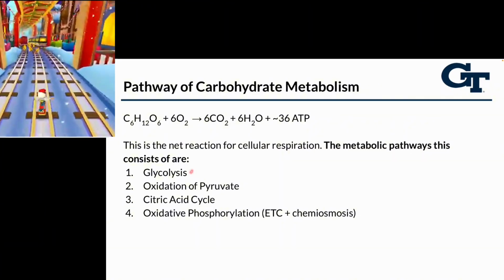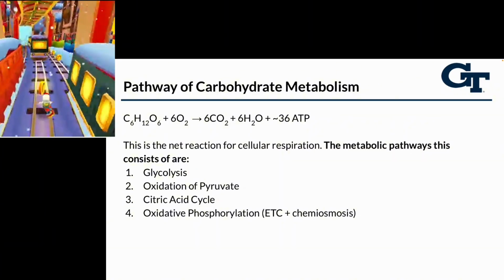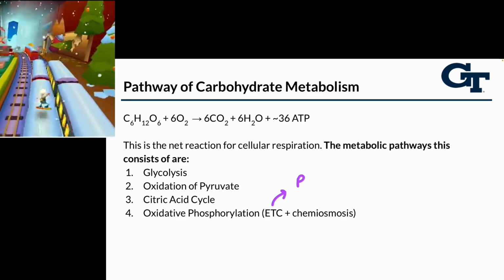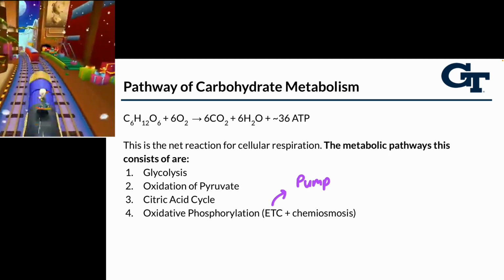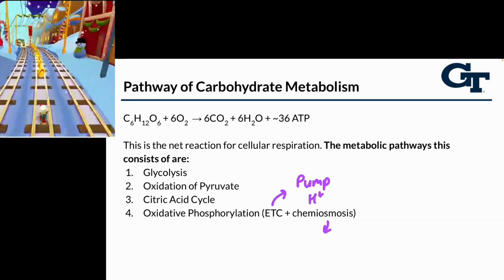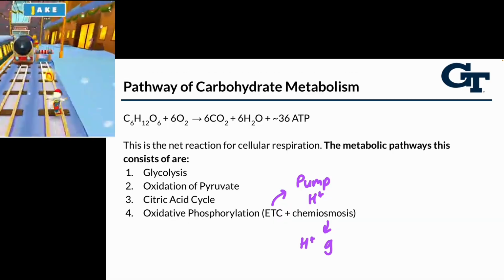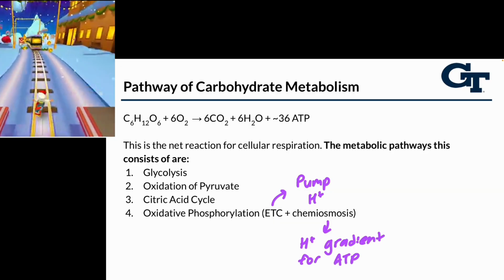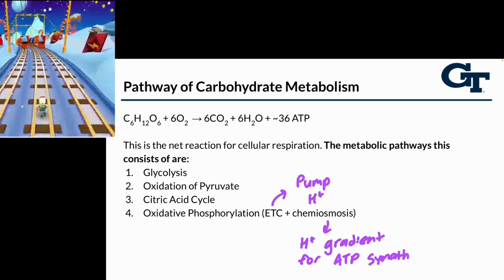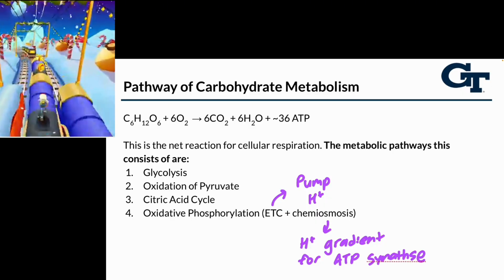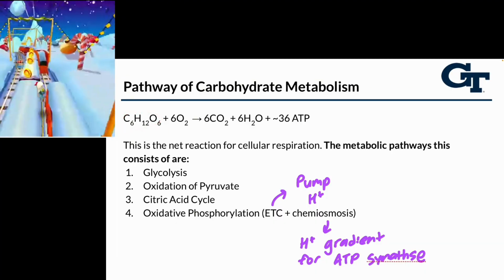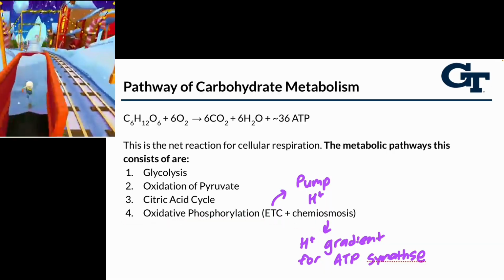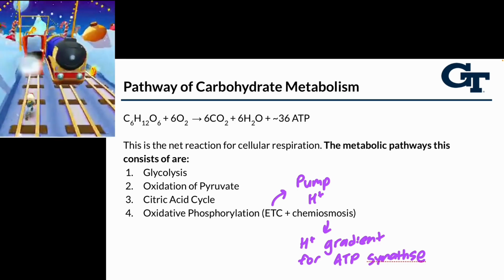reactions: glycolysis, pyruvate oxidation, the citric acid cycle, and oxidative phosphorylation, which you should know consists of the electron transport chain, which is pumping protons, as well as chemiosmosis, which is the use of the proton gradient to spin ATP synthase, allowing us to generate ATP. Okay, so the entire idea is that we're taking food, we're running these 4 processes, and we're getting the energy from food to perform oxidative phosphorylation. And you should kind of have an intuitive sense for that already.